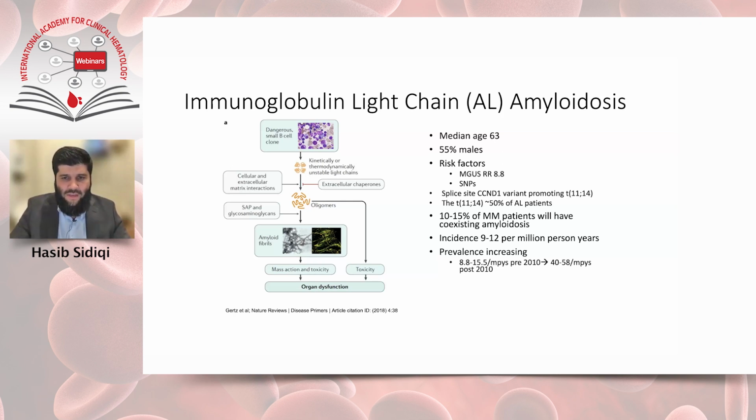We know there are certain risk factors, for example, having a monoclonal gammopathy, and increasingly we are realizing the importance of genetic variations, particularly variants in the translocation 11;14 that promote amyloidogenesis. And unsurprisingly, we find that translocation 11;14 is found in up to 50% of patients with AL amyloidosis. The incidence is reported to be in the order of 9 to 12 per million person years. This is likely to increase a little as our ability to recognize and diagnose this condition improves.